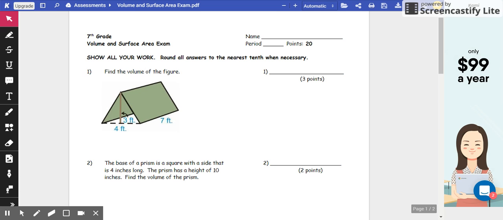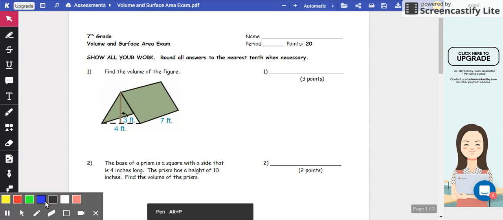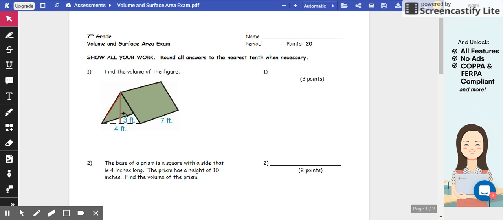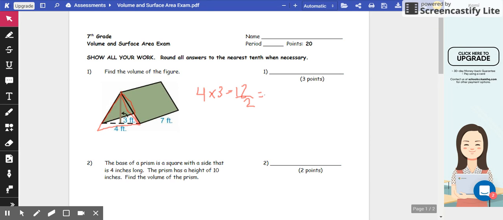So for question number 1, you had to find the volume of the triangular prism. Your first step to find volume is to find the area of the base. In this case, our base is this triangle. So if we need to find the area of the triangle, we need to do base times height. So 4 times 3, which is 12. And 12 divided by 2, that's going to give us 6. So this 6 represents the area of that triangle.